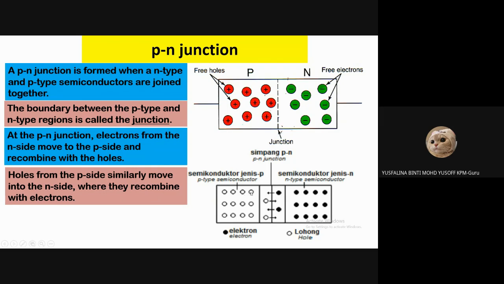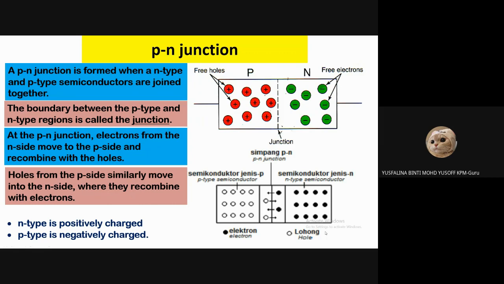And the holes from the p side similarly move into the n side, where they combine with the electrons. So at the p-n junction, this one also moves, this one also moves. Then they combine with electrons, and this one combines with the holes.